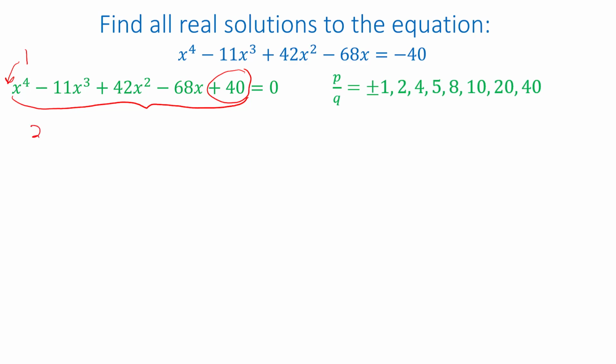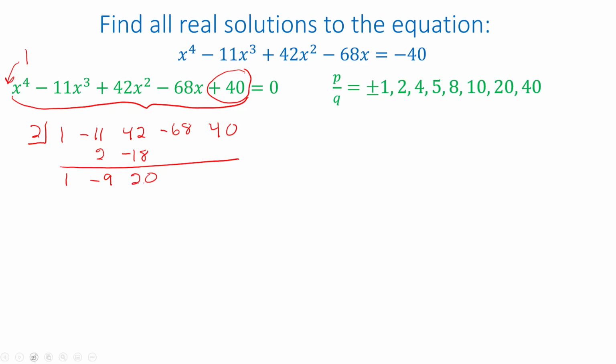Well, we could go through working through a bunch of those, I guess, but I think I'll jump into trying 2 here. And I'm going to divide x minus 2 into 1 times x to the fourth minus 11x cubed plus 42x squared minus 68x plus 40. Using synthetic division, we bring down the 1. We then have negative 9. We get 24 next.